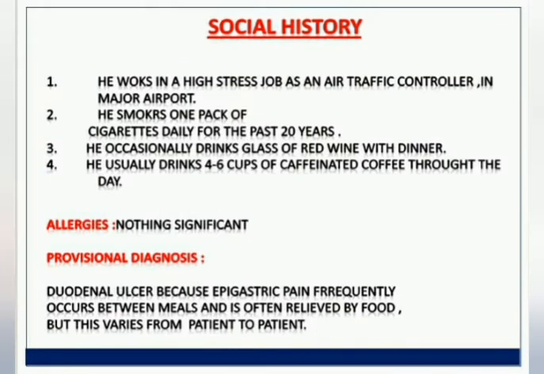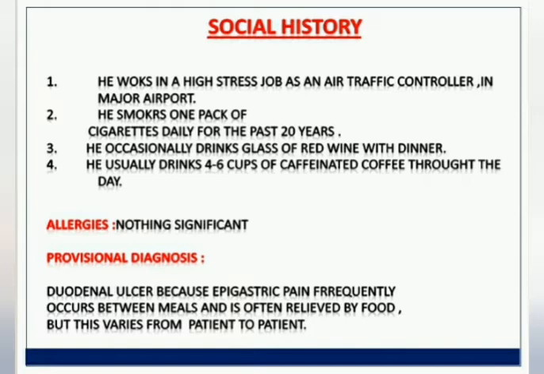Next, moving on to the social history of the patient. He works in a high stress job as an air traffic controller in a major airport. He smokes 1 pack of cigarettes daily for the past 20 years. He occasionally drinks a glass of red wine with dinner. He usually drinks 4 to 6 cups of caffeinated coffee throughout the day. This was all about the social history.